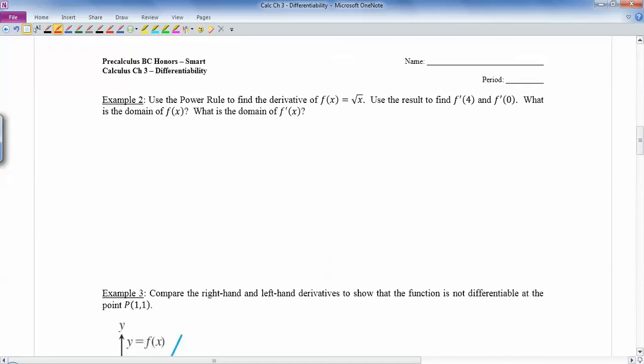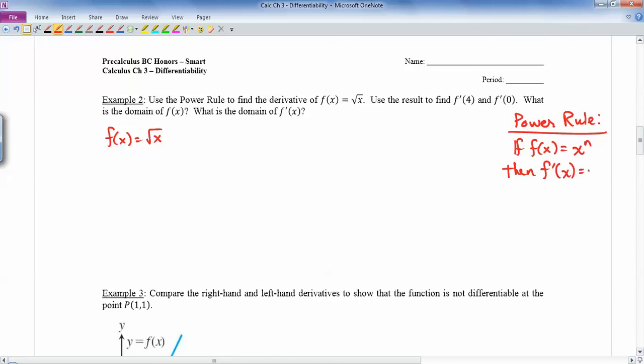So use the power rule to find the derivative of root x. Okay, so I'm going to write right here, f of x equals root x. And then on the side here, I'm going to write the power rule again. Power rule says if f of x equals x to the n, then the derivative of f equals n times x to the n minus 1. Supremely useful rule. Saves you a lot of having to write out that limit notation stuff.